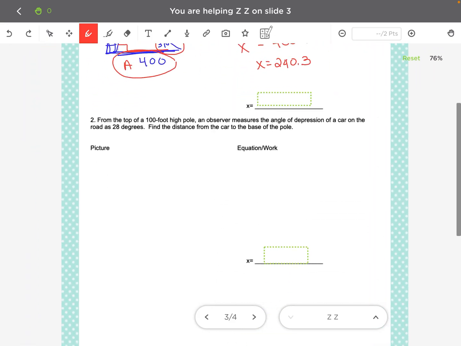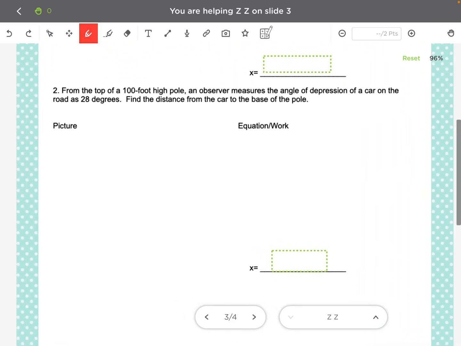Okay, the next one, this is an angle of depression problem. It says from the top of a 100-foot high pole. So height is always straight up and down. So 100. An observer measures the angle of depression of a car on the road is 28 degrees. So here's the car down here, so we're looking down on it. But if you remember, the angle of elevation is this angle right here, which is 28 degrees.